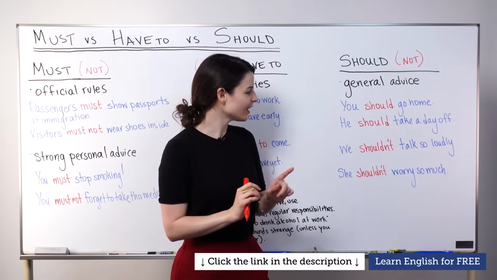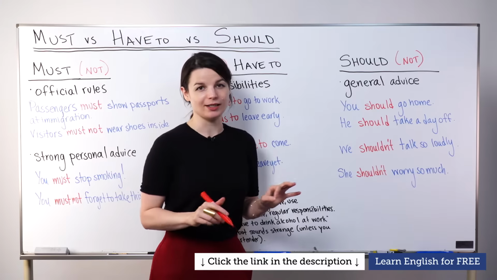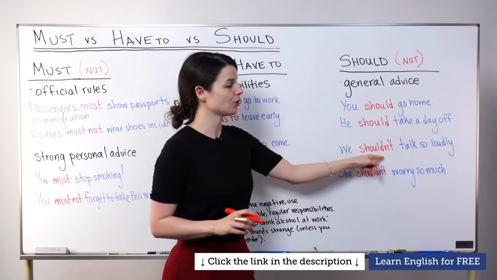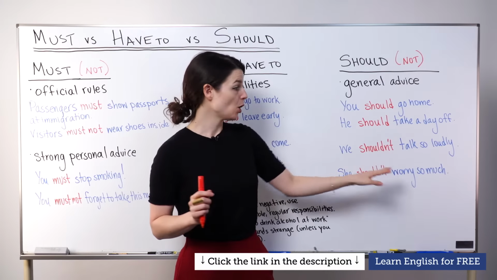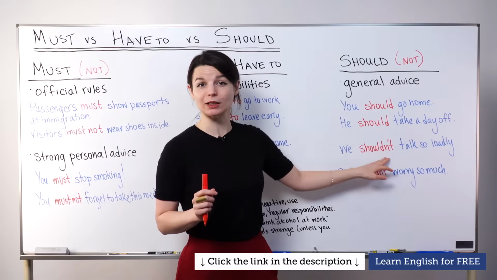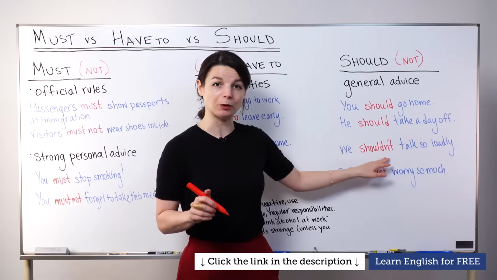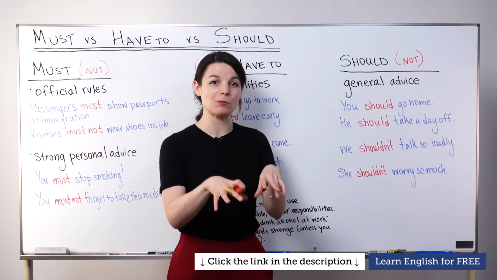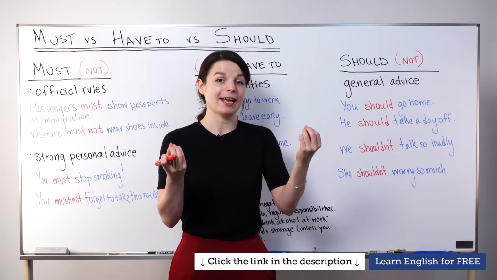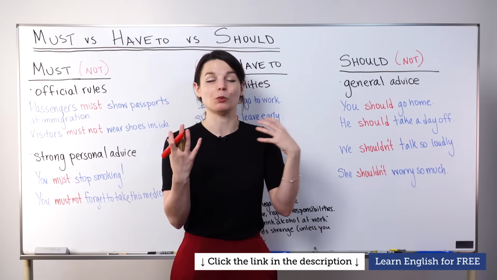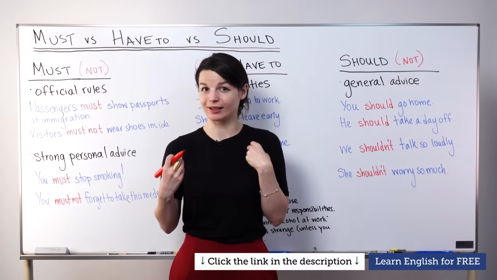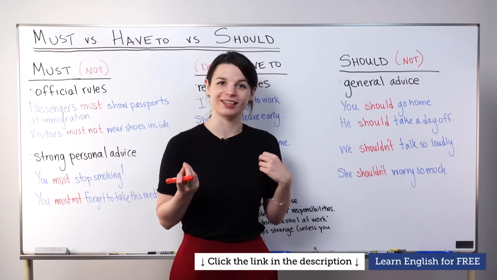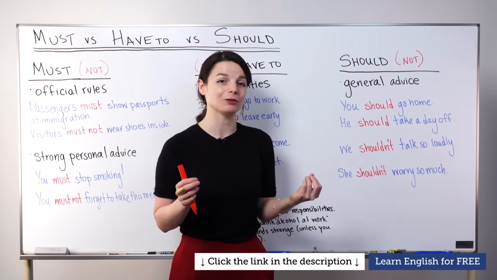Okay, let's look then at using shouldn't. So as I said, should not reduces to shouldn't. We shouldn't talk so loudly. So in this case, we shouldn't. That's like advice for our group. Maybe we're talking very loudly and one person says, oh no, we shouldn't talk so loudly. So that's giving advice to the group. We should talk more quietly. So we shouldn't talk so loudly.